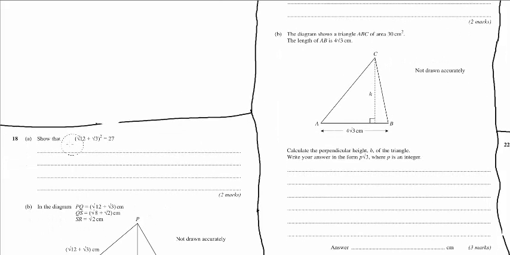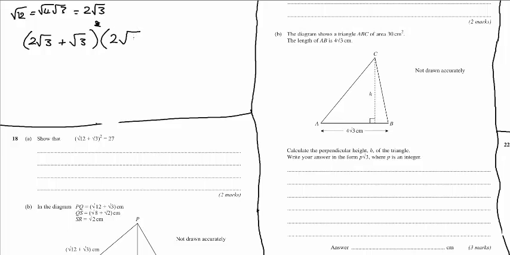So this one's saying show that for this, first thing I deal with, root 12. I can break that down to root 4, root 3. So I will deal with that. So that's 2 root 3. So I'm now going to be bothered with 2 root 3 plus root 3 squared. And I want to show, squared just literally means double bracket multiplication. And apparently, I want to show that equals 27. So hopefully, when I do this double bracket multiplication, that's going to equal 27.